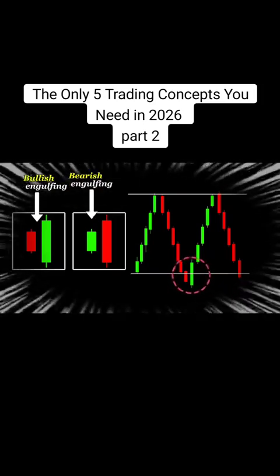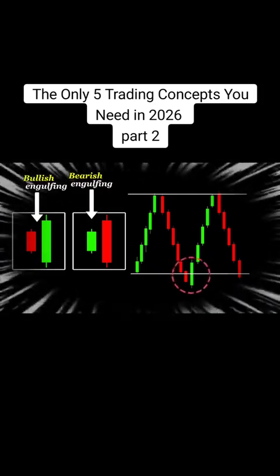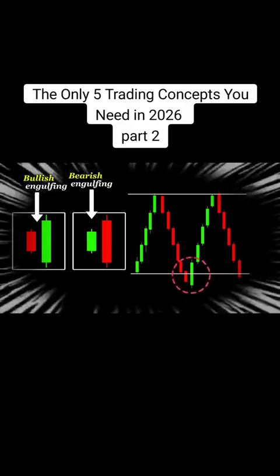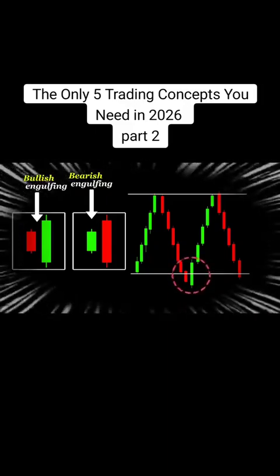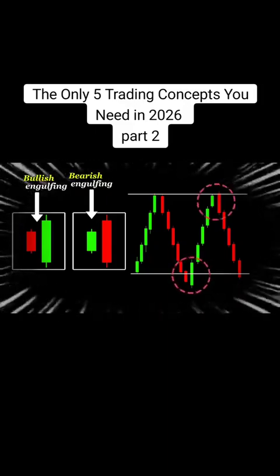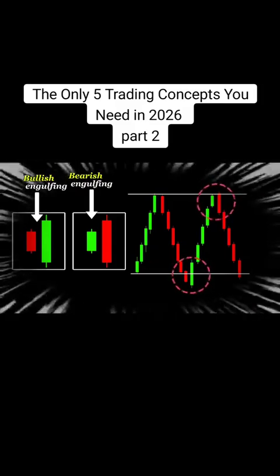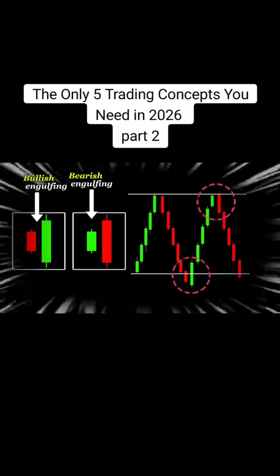A bearish engulfing candle occurs when a bearish candle fully engulfs the previous bullish candle. This shows a clear shift from buying to selling. At resistance or after a retracement, it often confirms the start of a new impulsive move downward.